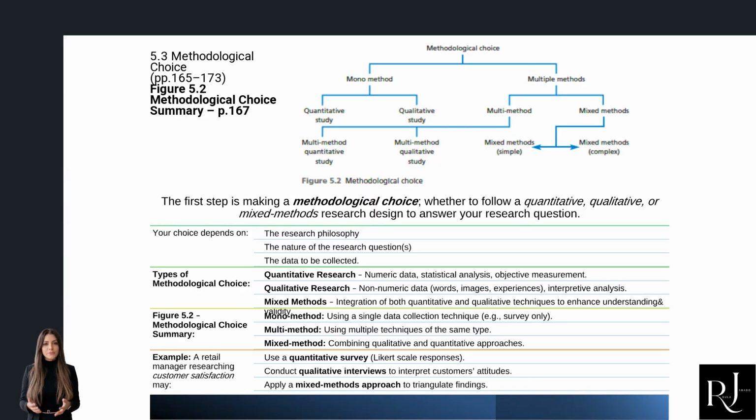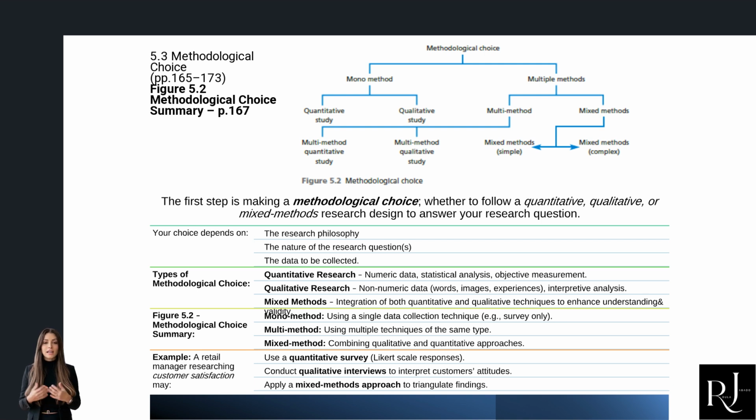The first major step is making a methodological choice. You must decide whether to follow a quantitative, qualitative, or mixed methods design. This choice depends heavily on three things: your research philosophy, the nature of your research questions, and the type of data you intend to collect. Quantitative research focuses on numeric data and objective measurement, while qualitative research deals with non-numeric data like words and images to provide interpretive analysis. Mixed methods integrate both to enhance understanding.